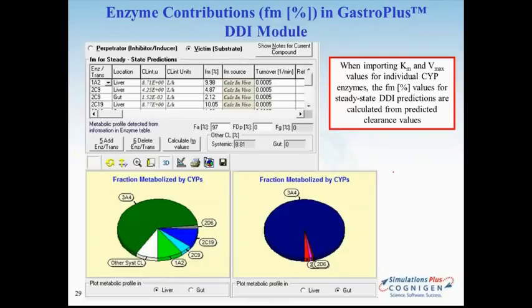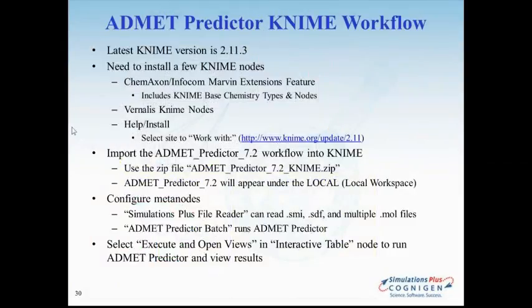Okay, so in this final section, I'll just describe our ADMET Predictor KNIME workflow. I downloaded the latest version of KNIME. This is free software. It was version 2.11.3. For our workflow, you need to install a few KNIME nodes, and that's the Chemaxon and Vernalis, just a couple examples. The installation manual shows the other ones that need to be installed. To determine what's installed, you can go to the Help Install menu, and then you can download these various nodes by selecting a particular site to download them from.